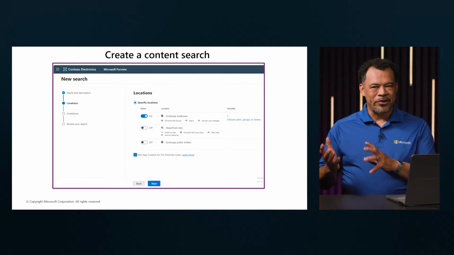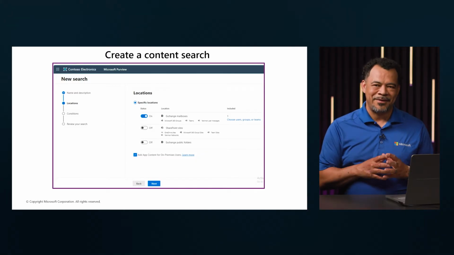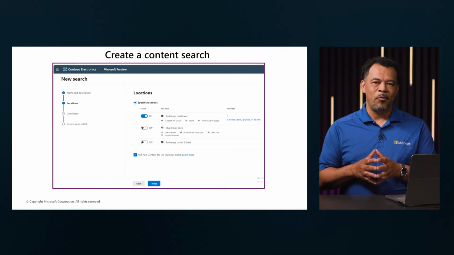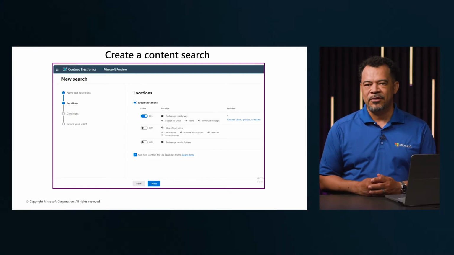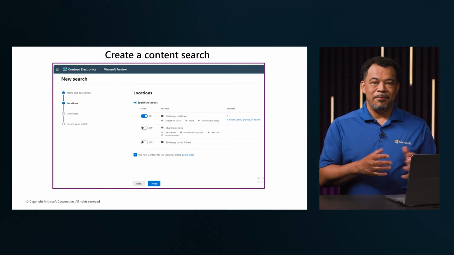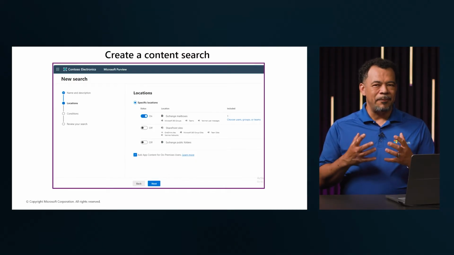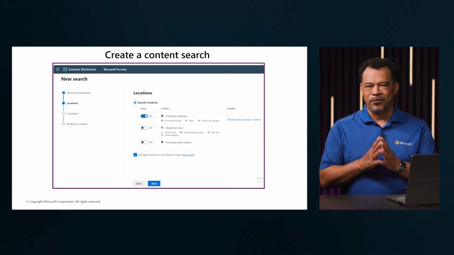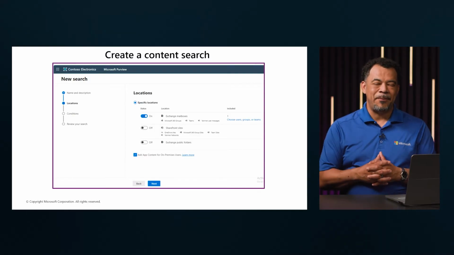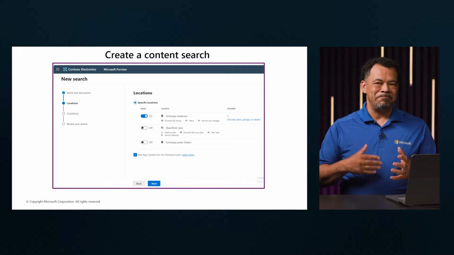Whether you're doing a quick check or you're supporting a compliance investigation, content search gives you a fast, reliable way to locate any information that you need. This is the new search setup screen in Microsoft Purview, and it's all about choosing where you want to search for data. Right now, we're looking at the locations, which is the second step in the process after naming your search.